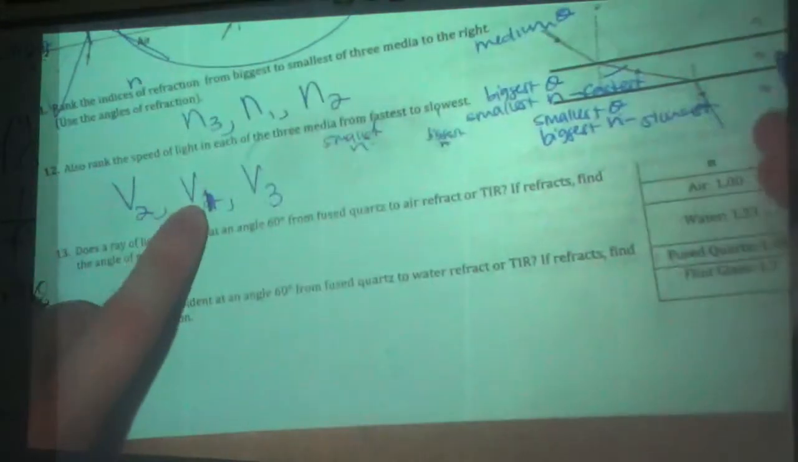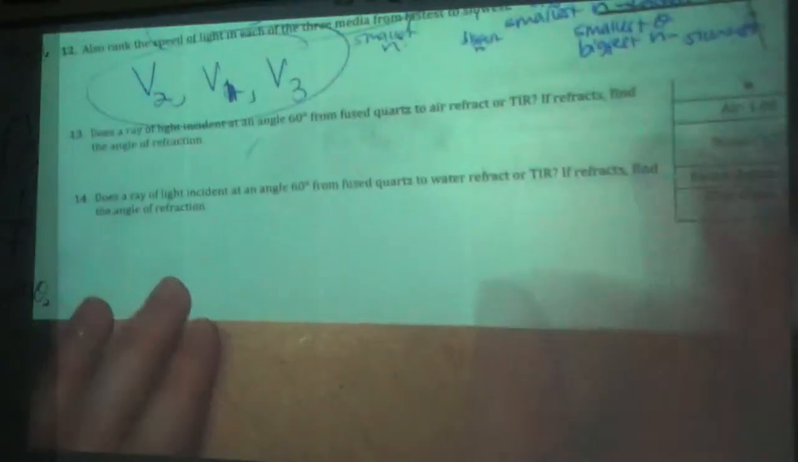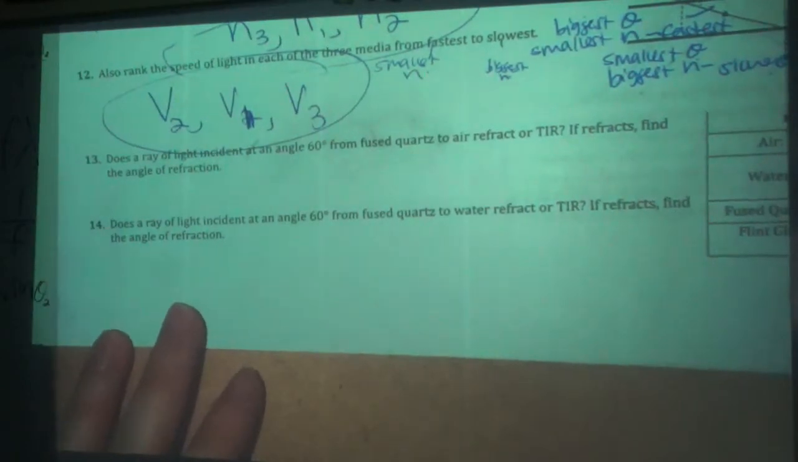Yeah, fastest is this one, and then slowest is 3, and 1 is in the middle. Alright, does a ray of light incident at an angle of 60 degrees from fused quartz to air refract or total internal reflection?